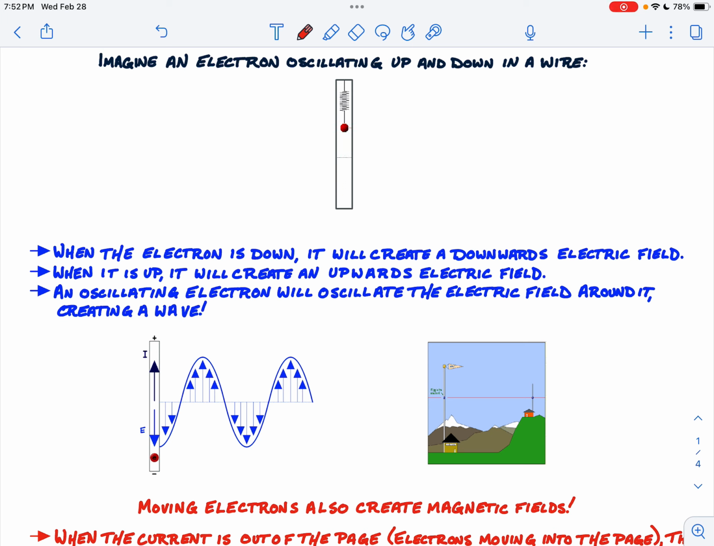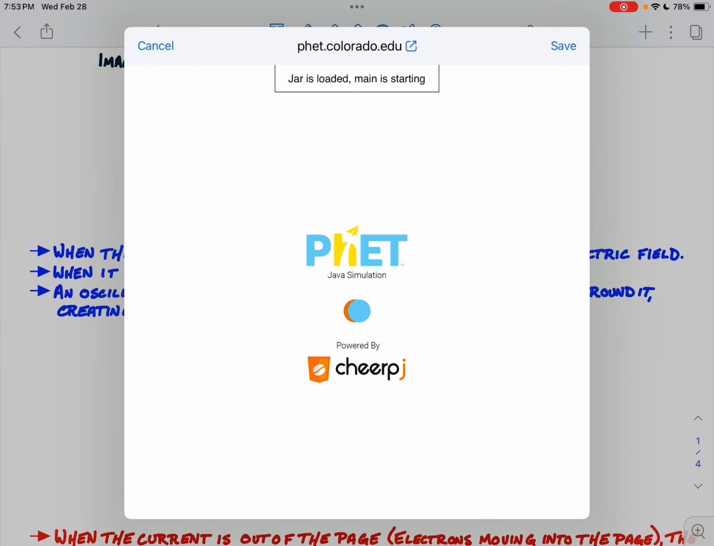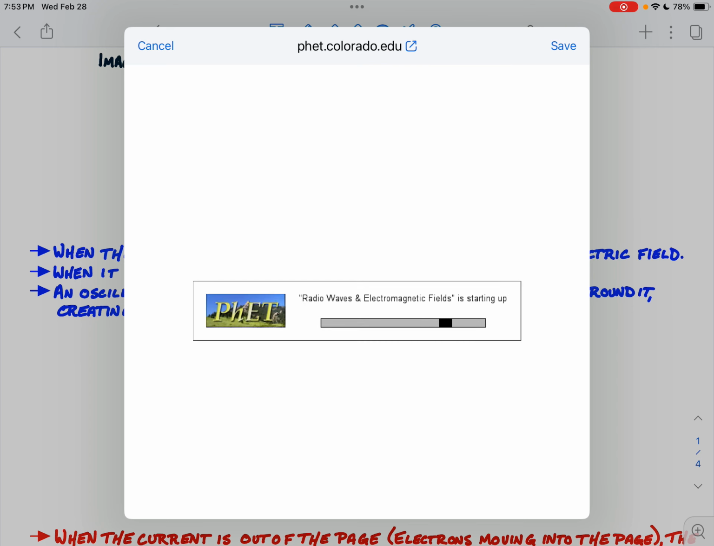And what happens is when it's up, it creates an upward electric field, and when it's down, it creates a downward electric field. If you go up and down over and over again, you can get the electric field to oscillate, creating a wave. So I have a simulation here. I'm going to open that up. It's courtesy of PhET, and I would encourage you to do the same thing.